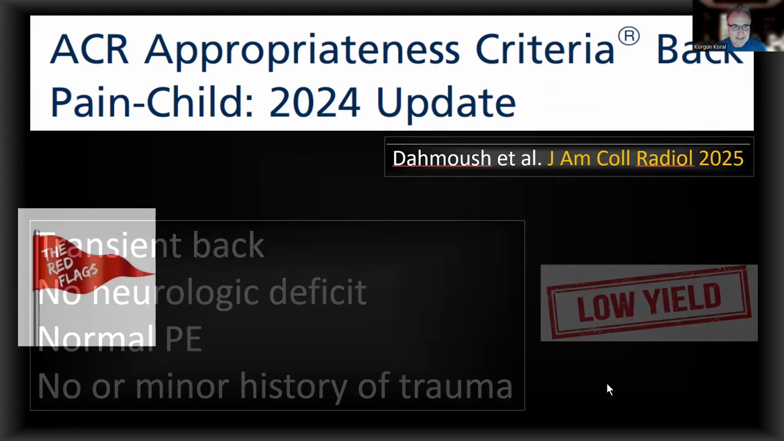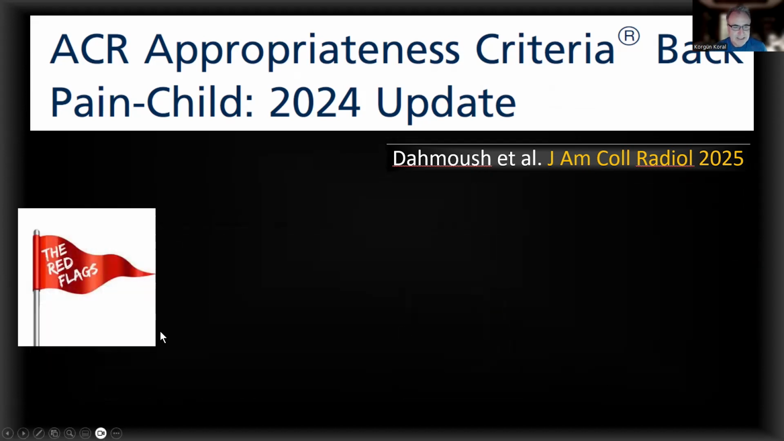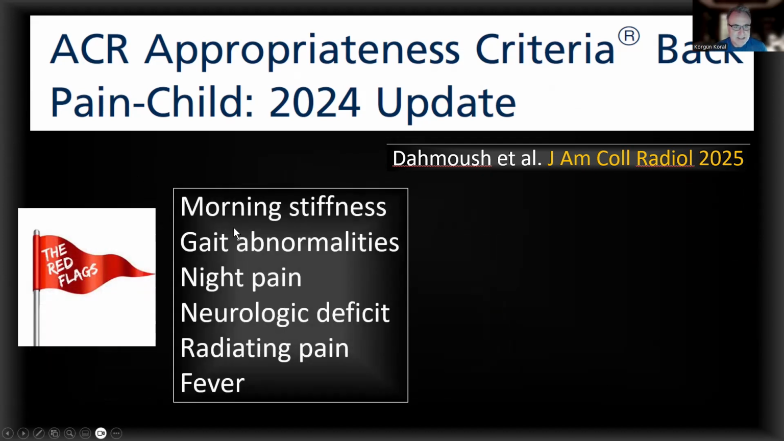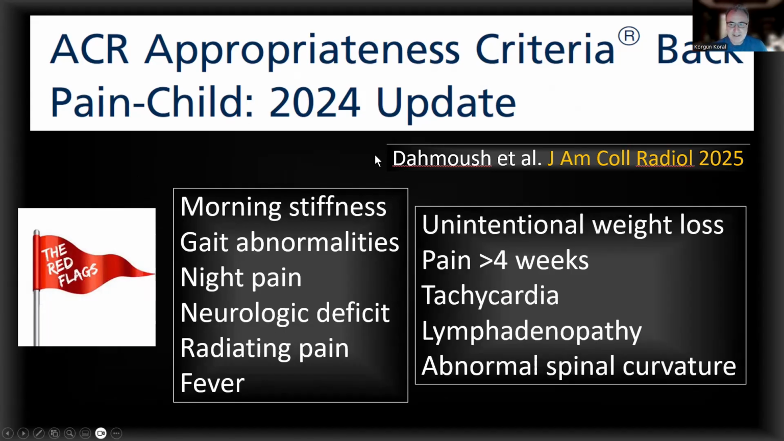But they talk about some red flags in the paper. If there are red flags such as these: morning stiffness, gait abnormalities, night pain, neurologic deficit, radiating pain, fever, and also unintended weight loss, pain lasting for more than 4 weeks, tachycardia, lymphadenopathy, so some systemic things, or abnormal spinal curvature. These are red flags, and that would indicate imaging of the spine.